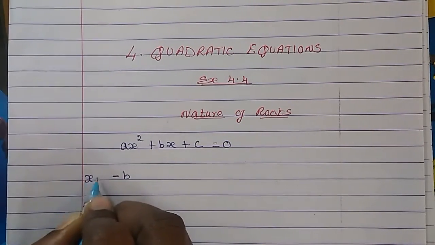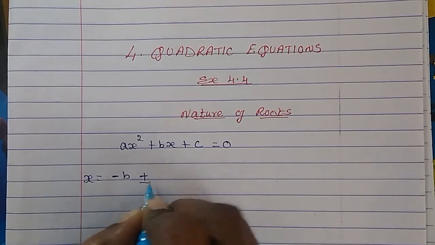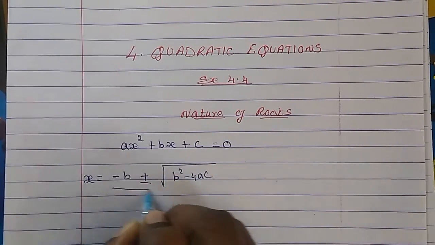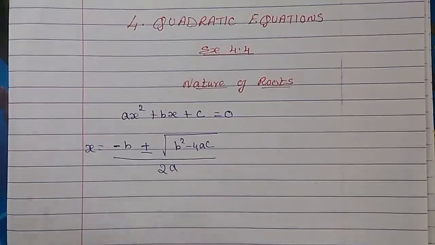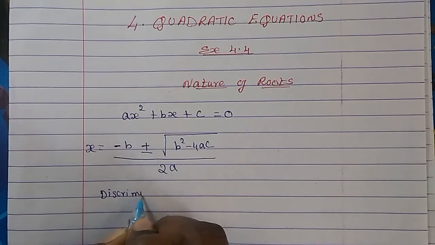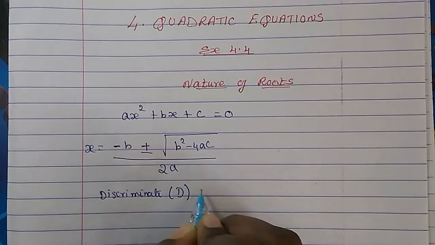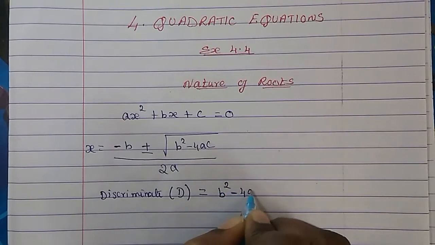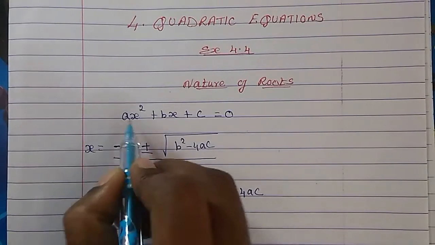When we solve this we get the x value, and that is x equals minus b plus or minus under root b square minus 4ac, upon 2a. So this is the formula we get. In that I told you about something called the discriminant, which we denote with a capital D. That is nothing but this, what you see here, b square minus 4ac.